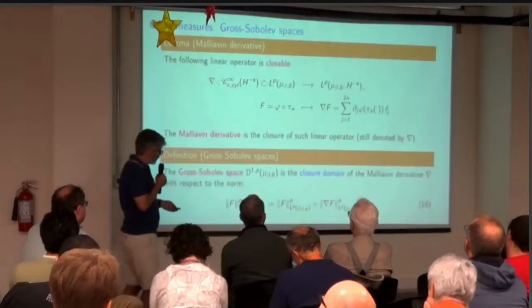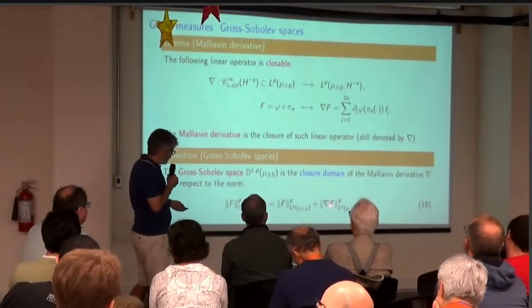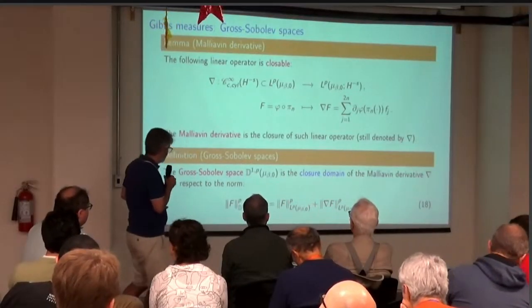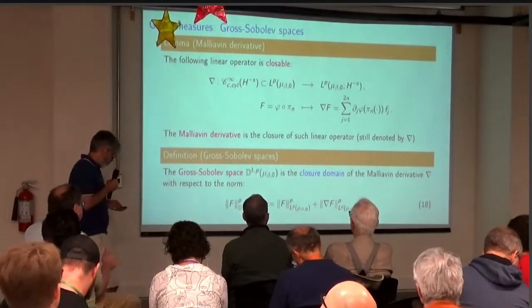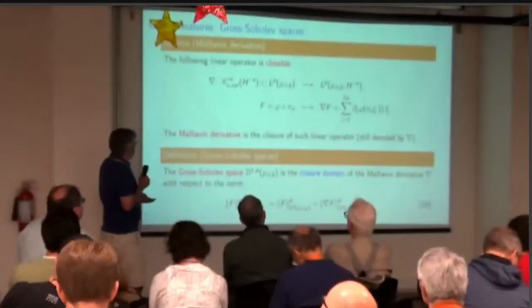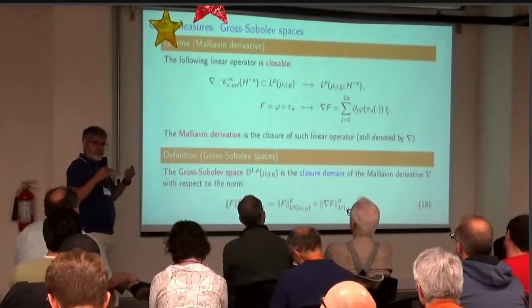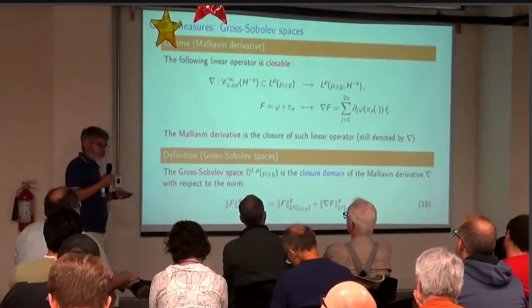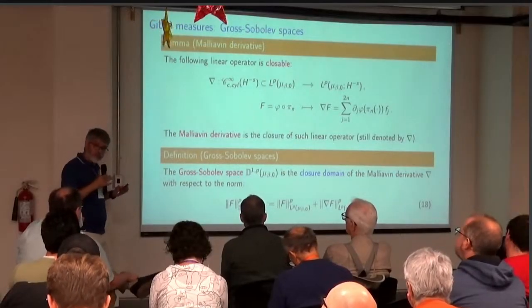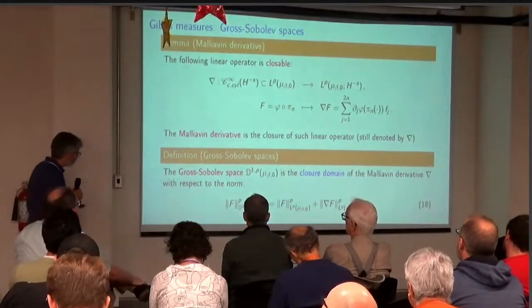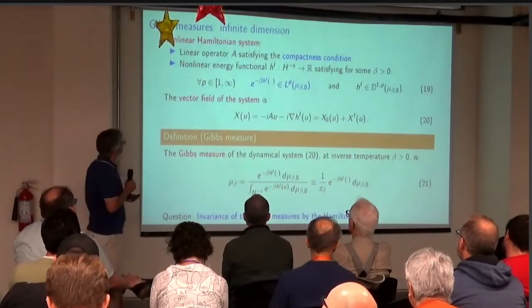So once these quantities are finite, these functions belong to the gross Sobolev spaces, and it will play a key role. Okay, now we understand what differentiation means for these equations. We understand what the gross Sobolev spaces are, and we have the full setting for this problem. So we can proceed a little bit more.